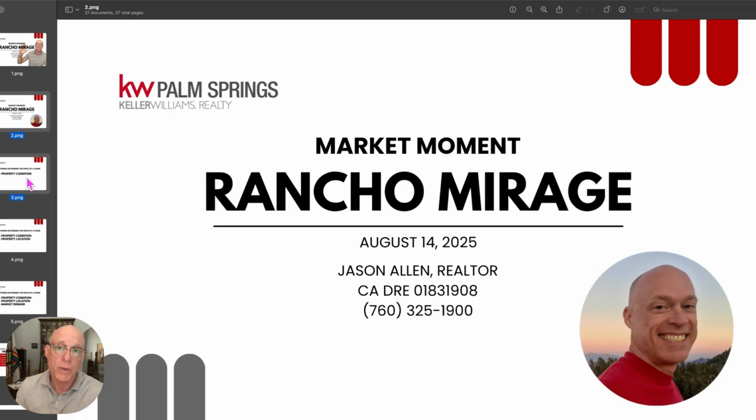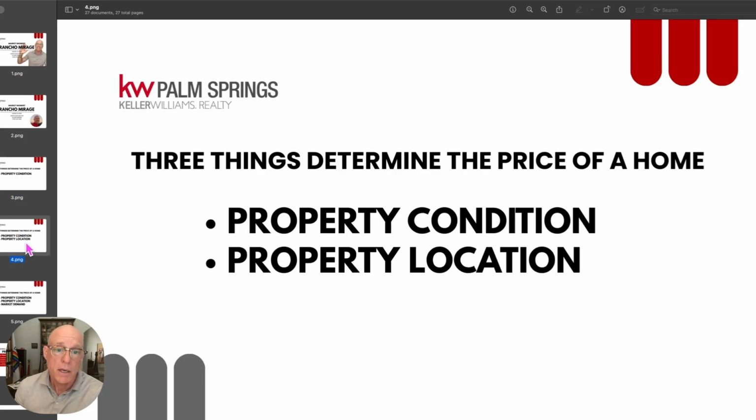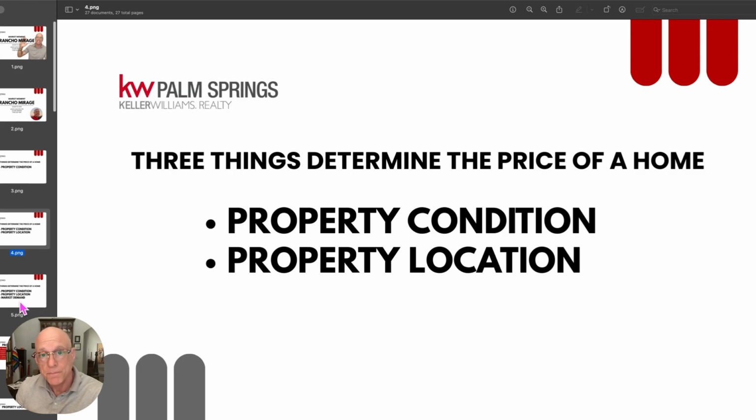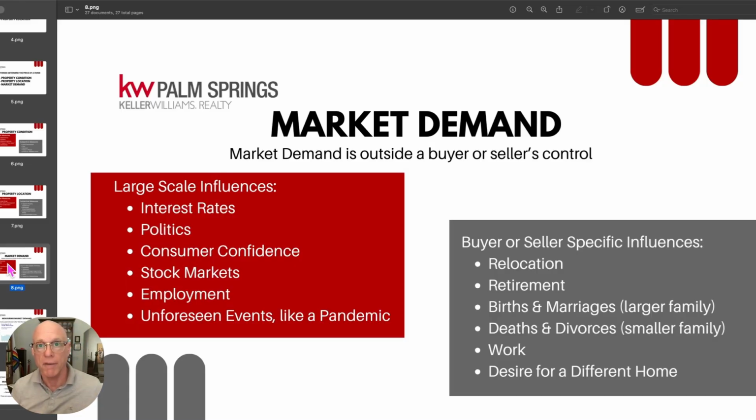I like to start with the three things that define a property's value. This is important for both a buyer and a seller to understand. The first is property condition. The second is property location. And then the third is the market demand. This report will focus on the market demand. This is really the question of how many buyers are in the marketplace when you go to sell your home or when you go to buy your home, and how much inventory is available.